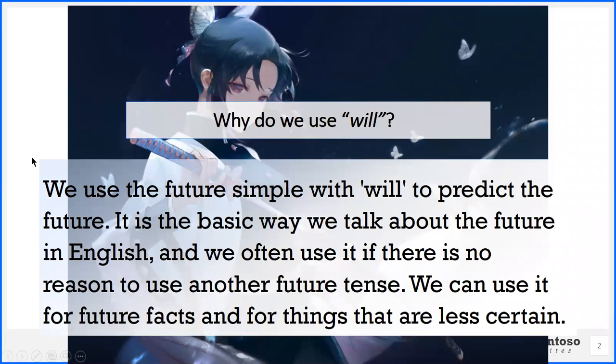First off, why do we use will? All right. So as the book mentioned, we use will to predict the future. Okay. So that is one of the most basic uses that we can use will, and that's the only use we're going to give will as of right now, okay? So make sure that you remember that, predictions.